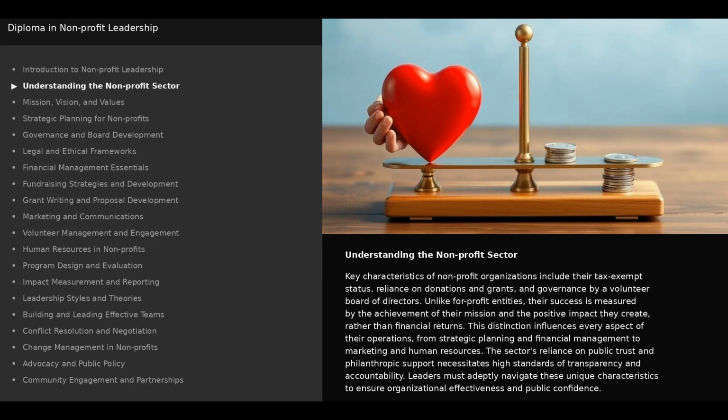The sector's reliance on public trust and philanthropic support necessitates high standards of transparency and accountability. Leaders must adeptly navigate these unique characteristics to ensure organizational effectiveness and public confidence.